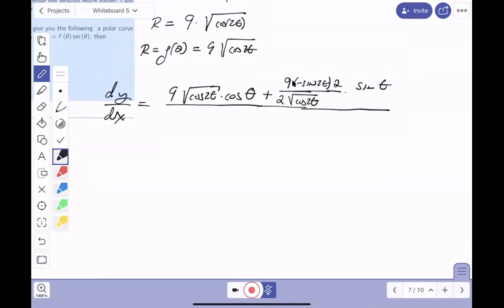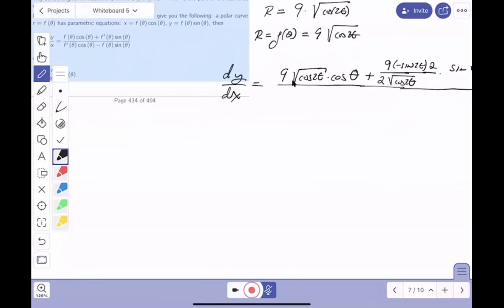I'll clean it up later, by the way. Let's keep going. What I'm going to do in the bottom is put f prime down now. Well, I just did that, didn't I? I'll put it down again. 9 minus sine 2 theta over 2 and 2 root cosine 2 theta times cosine theta. Don't be alarmed yet. We're almost there.